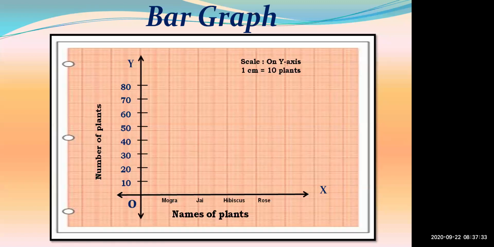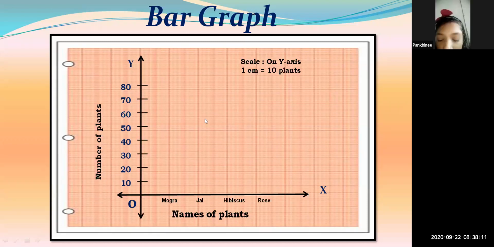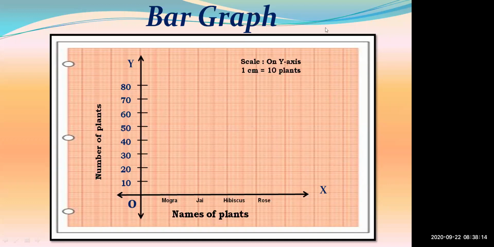Now what information is given in the question that we have to draw here? What is the quantity of mogra here? Can you tell me, any one of you? Please raise your hands if you know the answer. Yes, Neeraj. 70. Yes, the quantity of mogra is 70. So you will draw the quantity of mogra here. Now you tell me what is the quantity of jai here? 50. So the quantity of jai is 50.